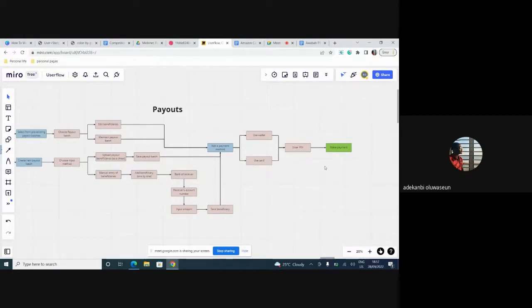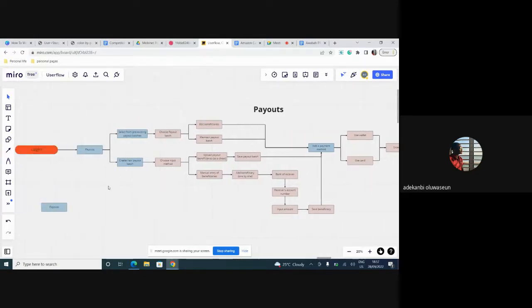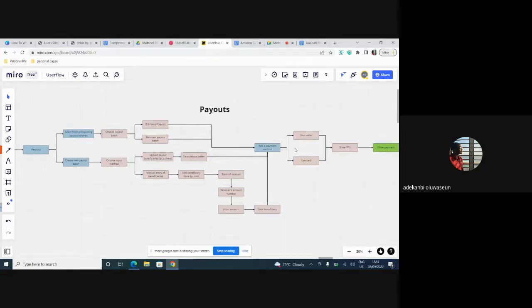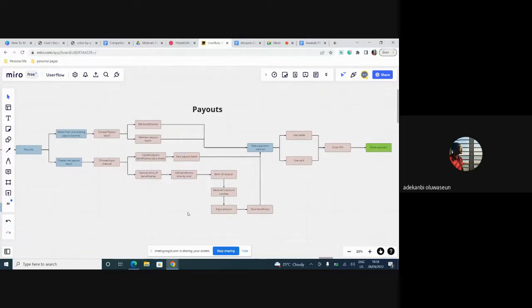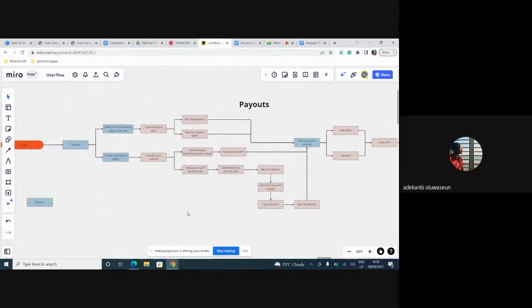So once you've highlighted the features you need to build, break them down: what are the things the user needs to do within that feature? Then map out the processes. Once they do this, what next? They choose a batch. After they choose a batch, what next? They can edit, they can maintain. After they do that, what next? That's what the user flow does. You are mapping out the flow, the steps, the stages. This would really help you for your assignments.